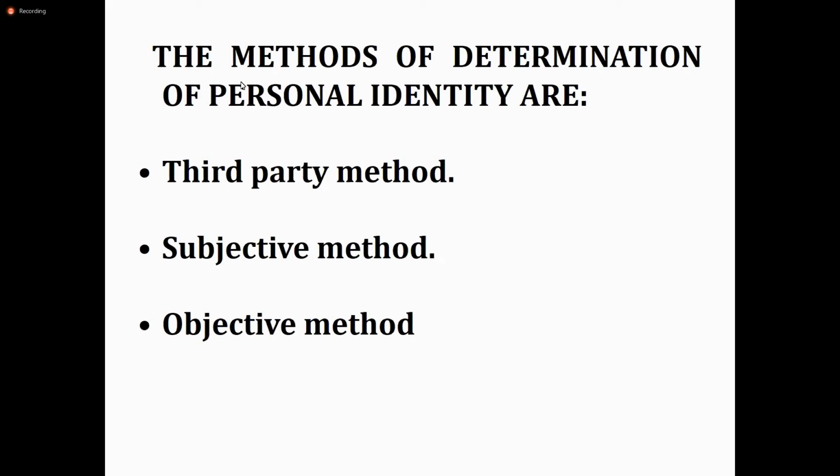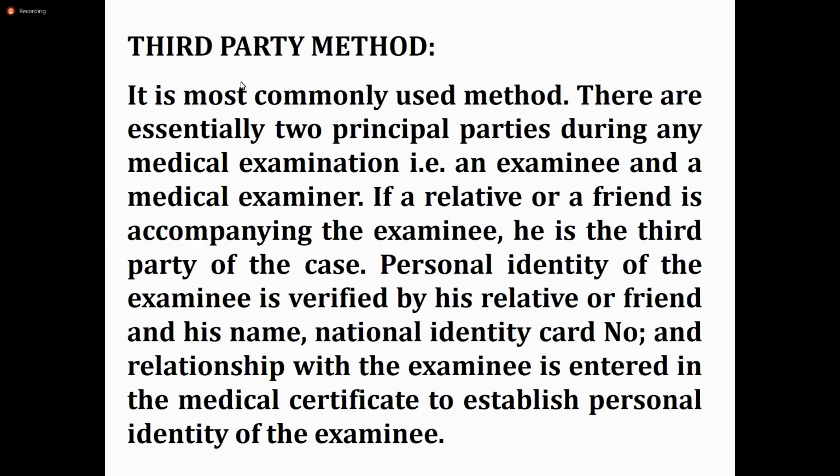Already dealt with. So this would be just a revision part on your part. The methods of determining personal identity are the third party, the subjective, and the objective method. Today we have to deal with the objective method. The third party, if you remember, we have already dealt with in the first lecture. You know what the third party is, usually the relative or the friend of the examinee. So this we will skip and move on.